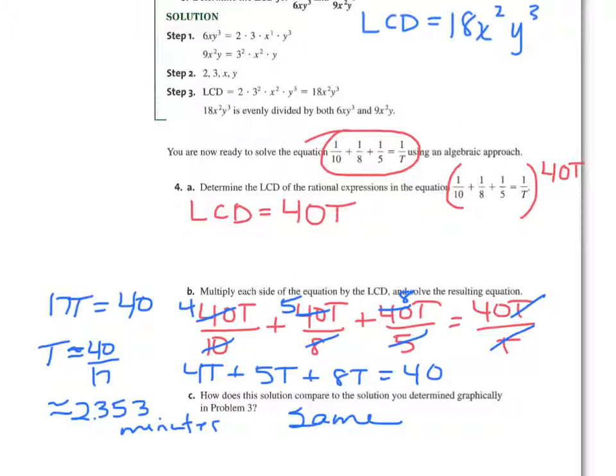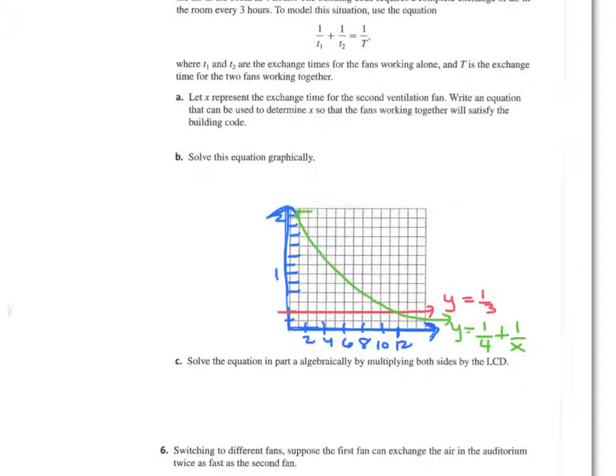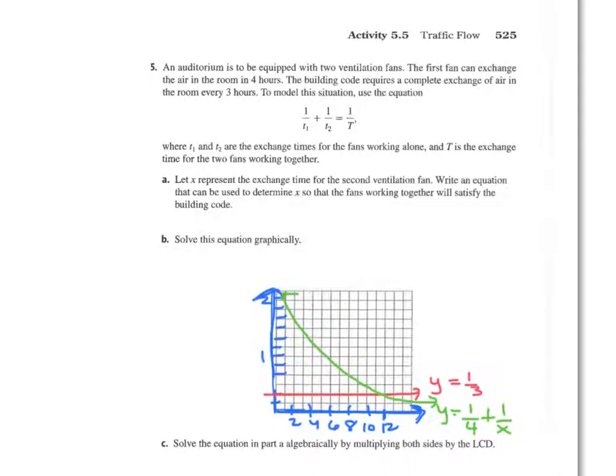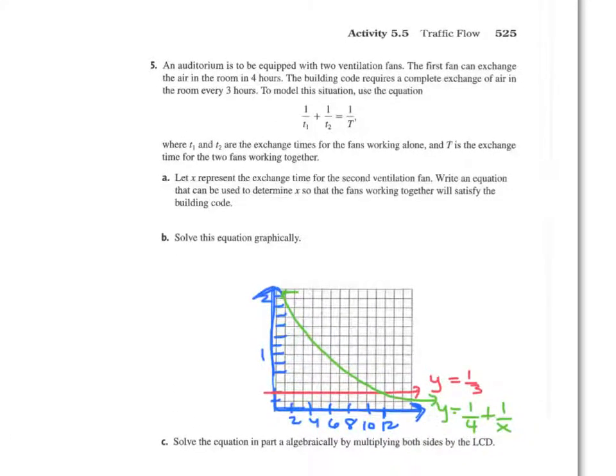Okay, so let's see what we've got. An auditorium is equipped with 2 ventilation fans. The first can exchange the air in 4 hours. The building code requires a complete exchange of air in the room every 3 hours.